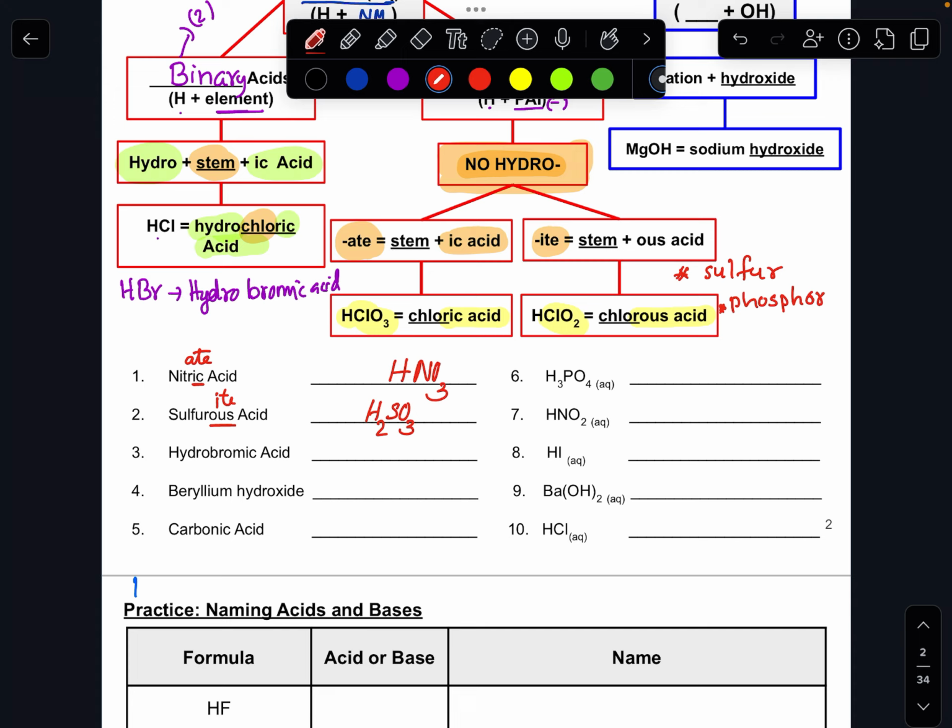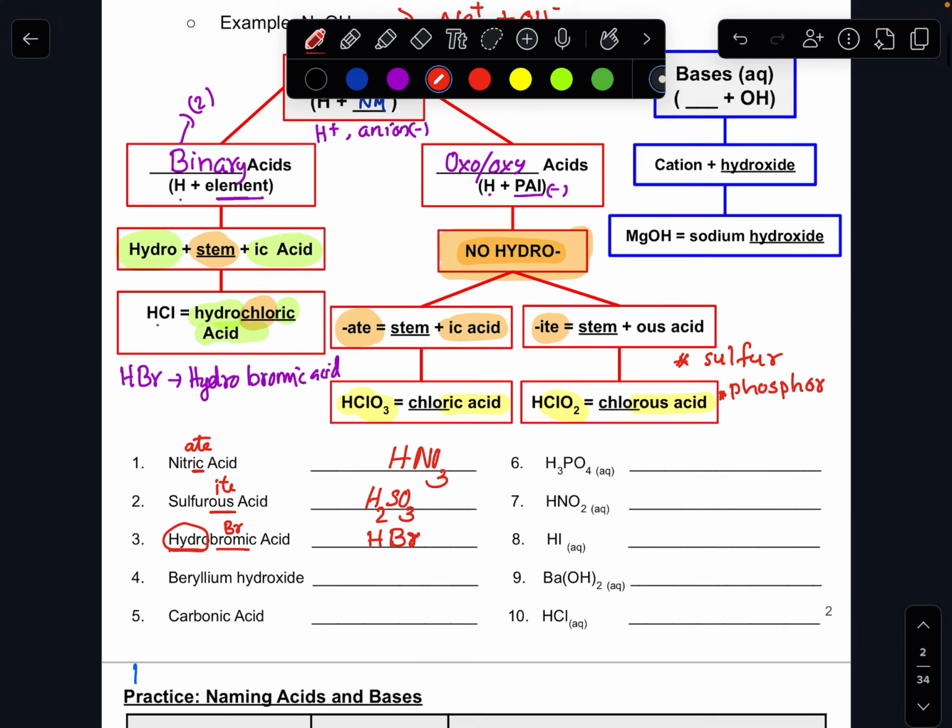Then the next name, it starts with hydro. Whenever you see hydro, that means this is a single element, bromine. So you will write bromic acid. Bromine has a charge. It is in the 17th group, minus 1 charge. So you will add 1 hydrogen.